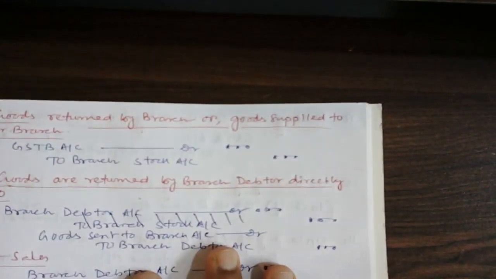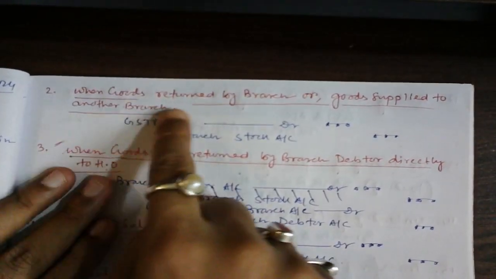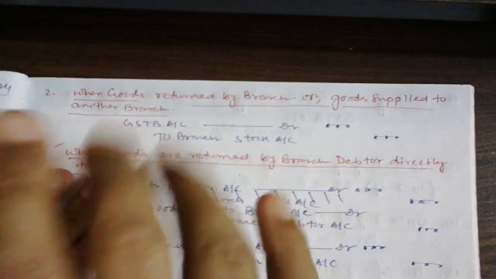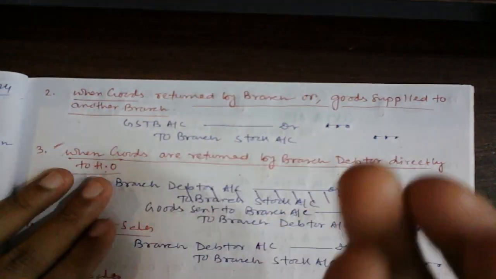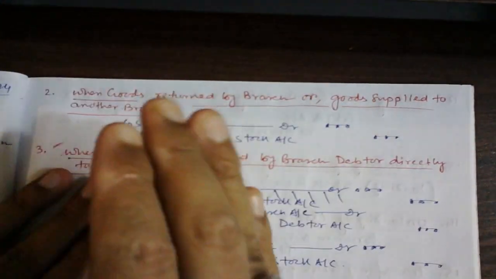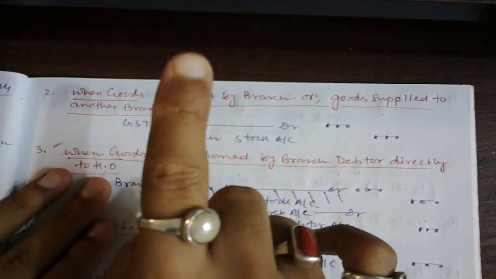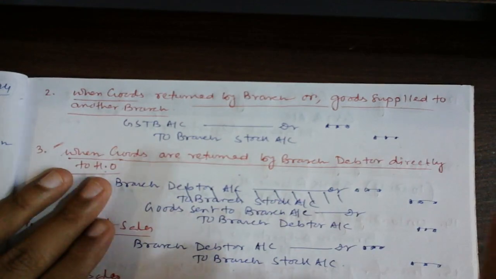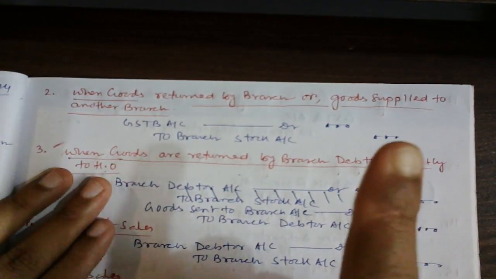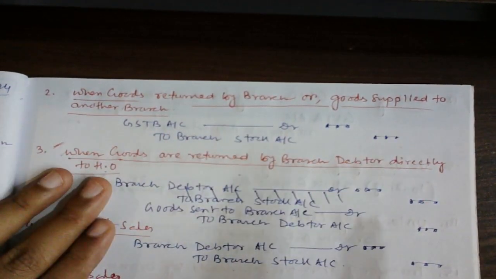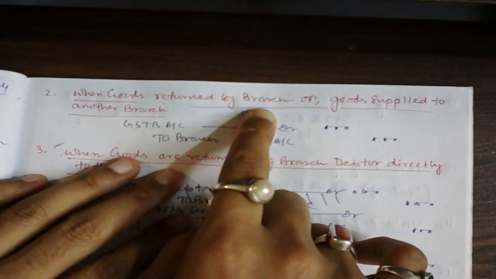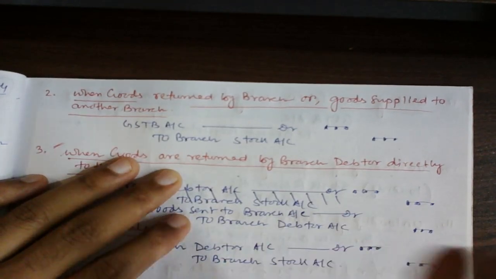Now after this, sir, what happened? Next journal entry: when goods are returned by the branch or goods are supplied to another branch. See, goods returned by the branch means the branch returns the goods to the HO, or HO sends the goods to branch 1 and asks them to transfer the goods to branch 2. It means branch 1 transfers the goods to branch 2. Same thing, either the branch returns the goods to the HO or branch 1 transfers the goods to branch 2.